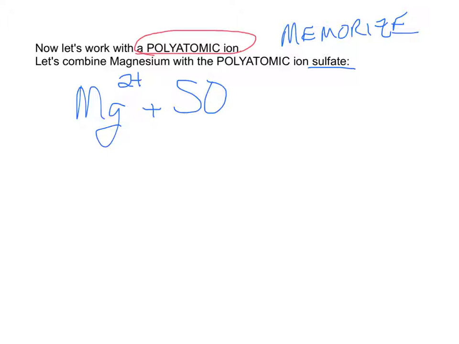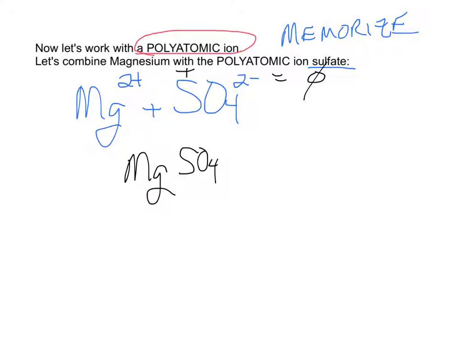So sulfate looks like this and has a 2- charge. Once again, how many magnesiums do I need to balance out the charge on this? Well, since the charges are the same, if I add those together, it would equal 0. I do not need any more. So I can just write this as magnesium sulfate. Now, it's a good habit to get into putting parentheses around your polyatomic ion, and that'll become apparent a little bit later.